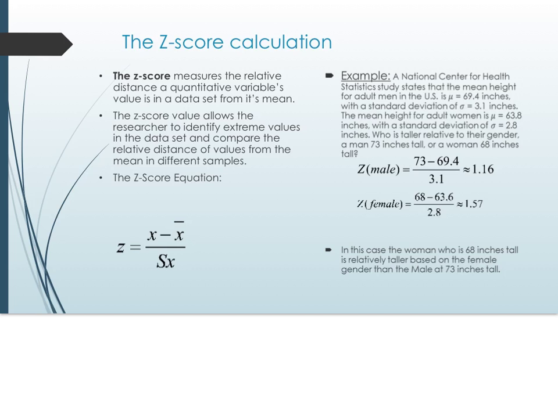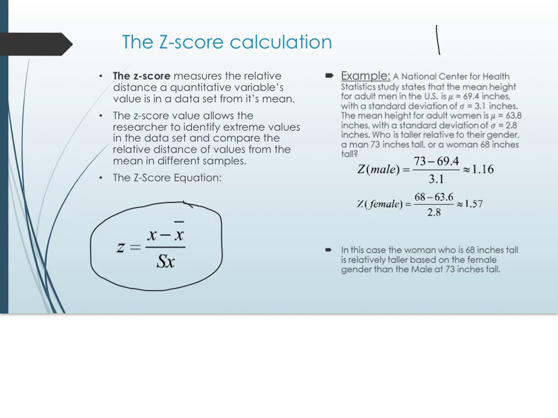The z-score equation is the following. Z is equal to x, the value within the data set, minus its mean value divided by the standard deviation of the data set. The z actually tells us how many standard deviations x is from the mean.